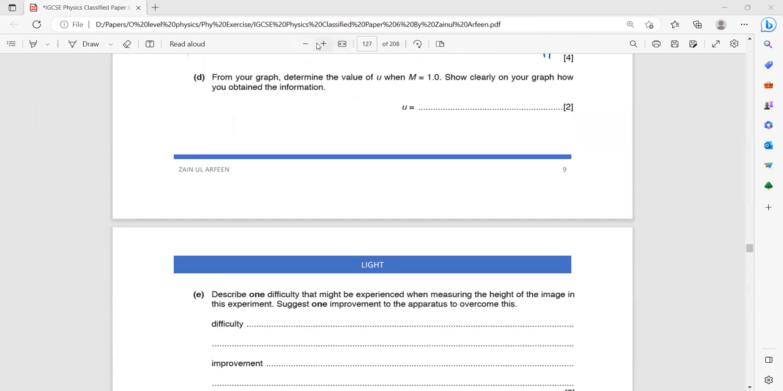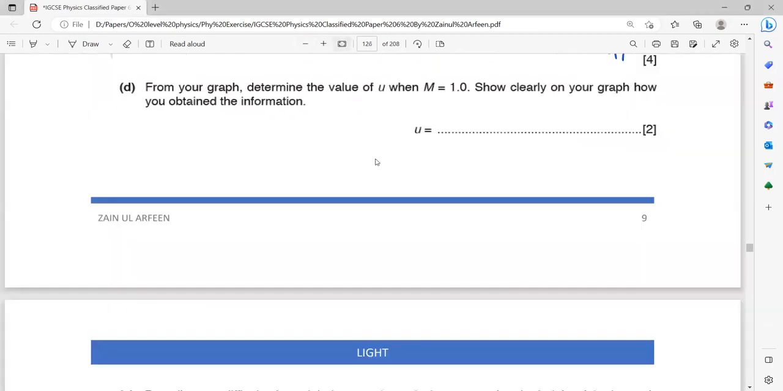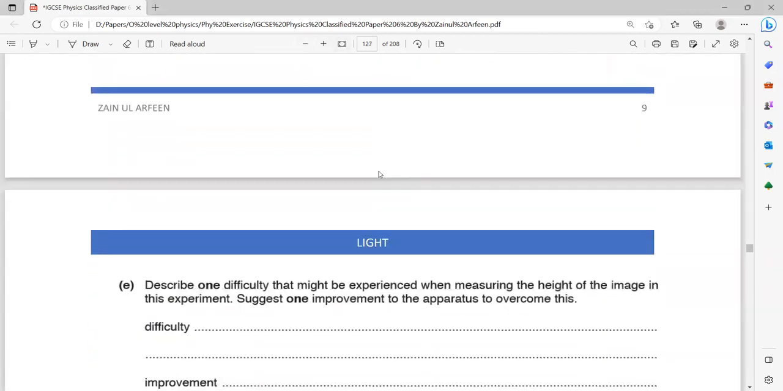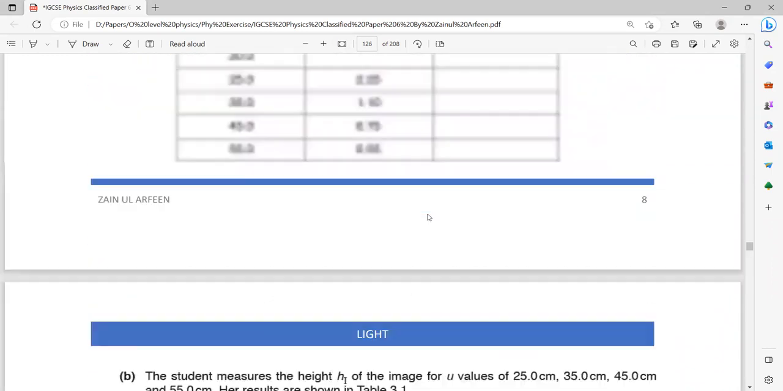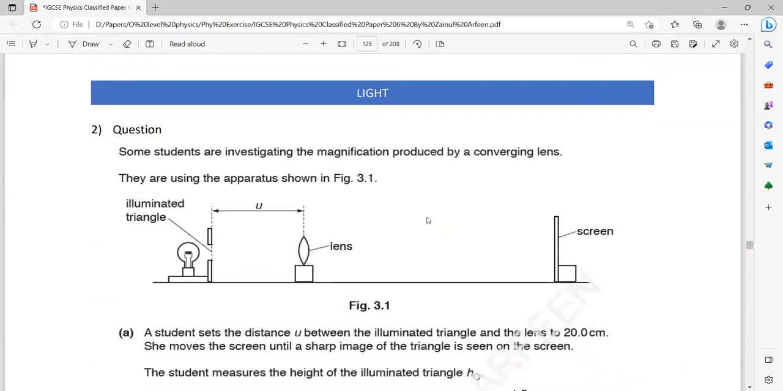32 centimeter. You have to show this on your graph, so you have to show how you worked out. Then describe one difficulty that might be experienced when measuring the height of an image and how you improve. Look, when we are measuring the height of an image, what is the difficulty here? For example, as an image is formed and you place a ruler or a scale here, what might be the difficulty?